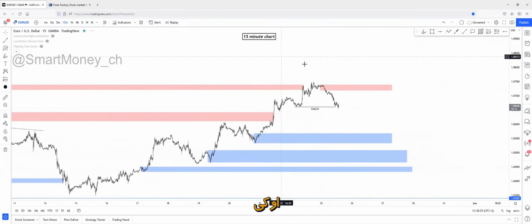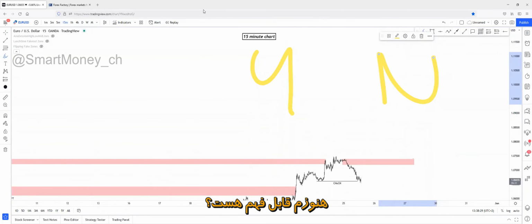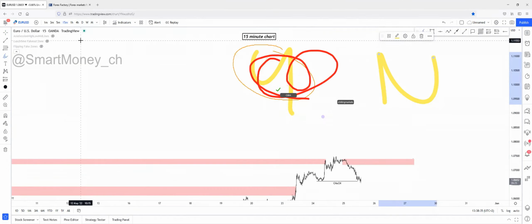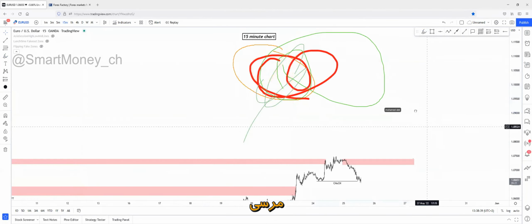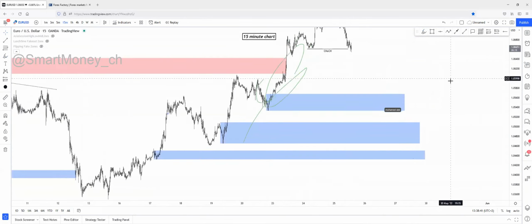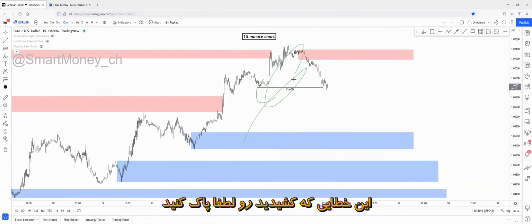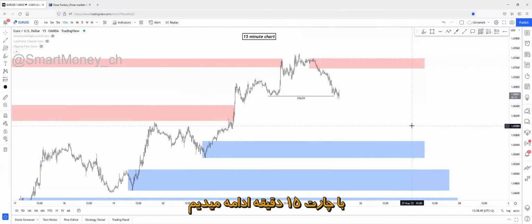Okay. Is it understandable yet? Okay, thank you. So, remove this drawing, please. Thank you. Continuing with the 15-minute chart.